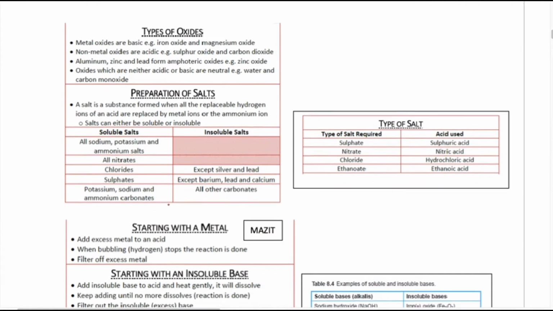So we look at the second page of this note. Types of oxides. Metal oxides are basic. Example, iron oxide and magnesium oxide. It's a general statement only. If you sit down and think, you may think, oh, I know some metal oxide which is acidic. That's why I say this is a general statement. Non-metal oxides are acidic, for example sulfur oxide and carbon dioxide. Sulfur is non-metal, carbon is also non-metal, so when they form oxides, they form acidic oxides.